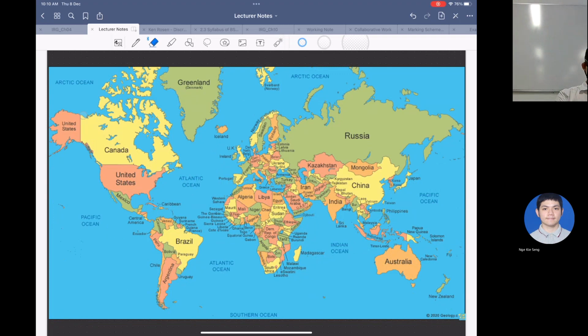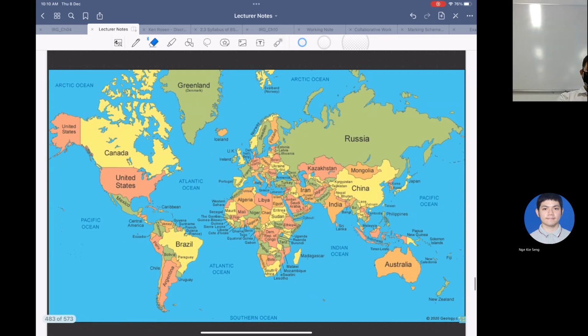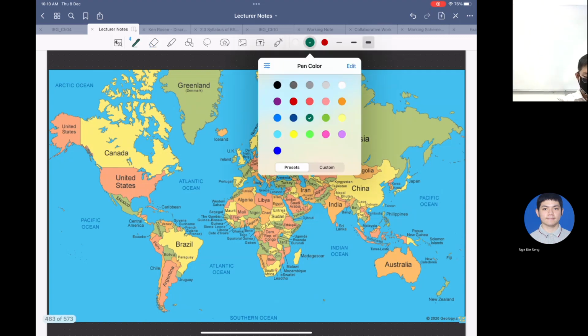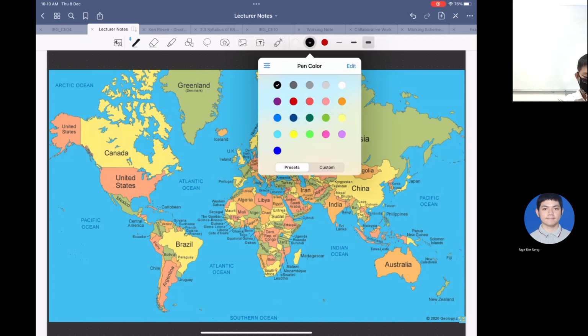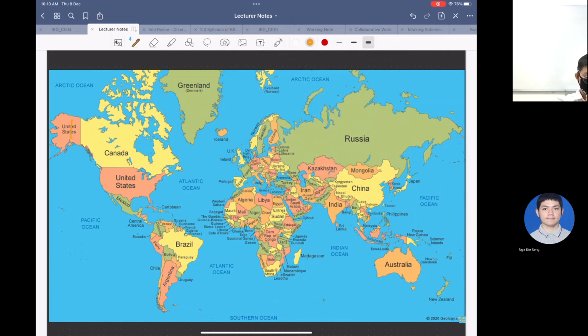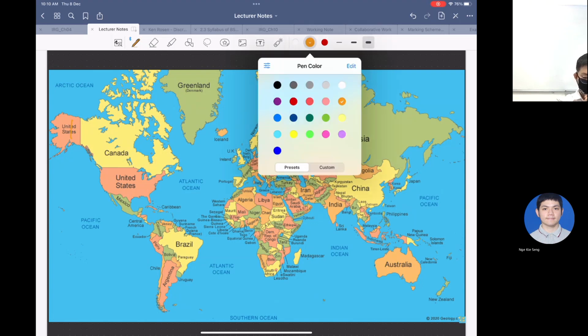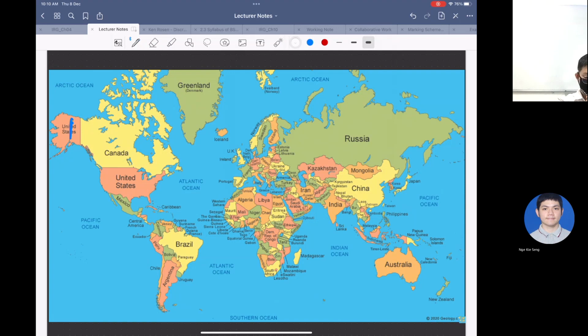Let's look at this map here. How many colors are used to color the map? 4. So it's 1, 2, 3, 4. But some of you say 5.